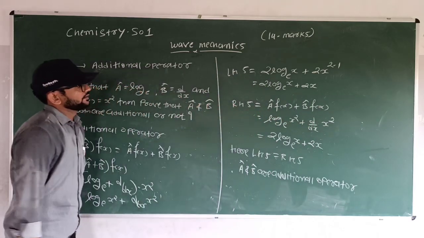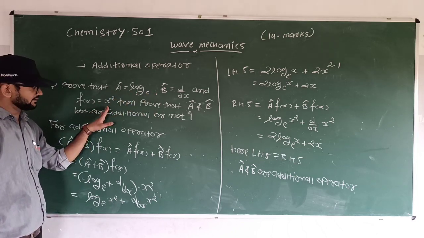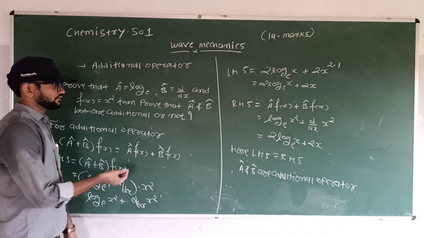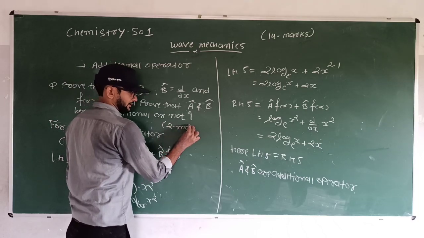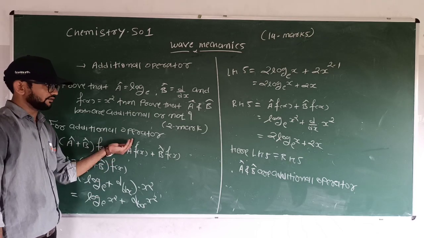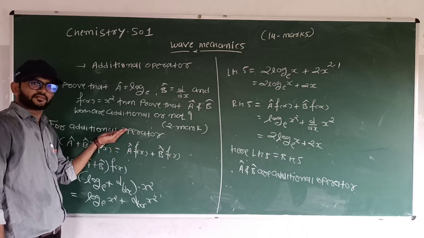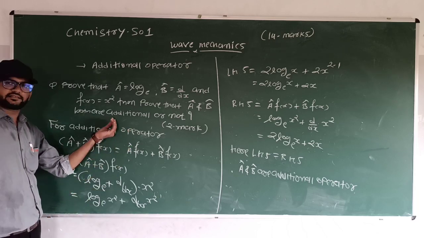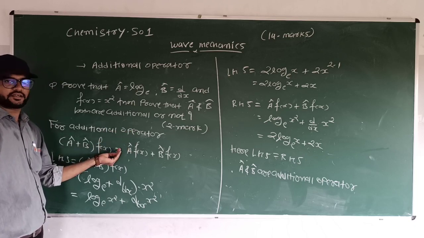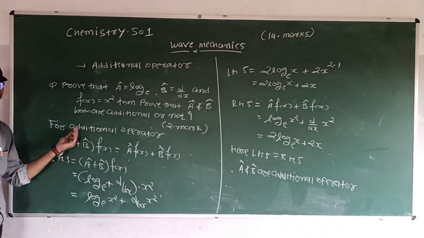Okay, so this is the first question. So are A cap, B cap and f(x) additional or not? The marks of this question is 2 marks. This is a simple question asked in university exams. Questions of this type ask: additional or not, subtraction or not, multiplication, or whether the multiplication operator is linear or not. So this question is for 2 marks and this is the easiest sum. You should have some knowledge of differentiation and some basic mathematical formulas for a better understanding of these topics.